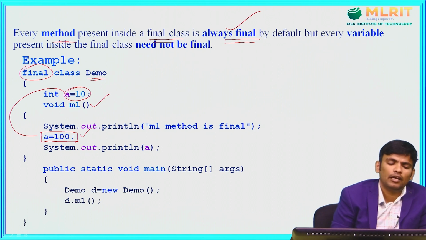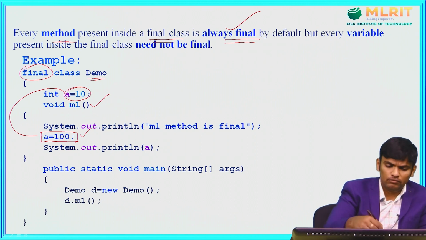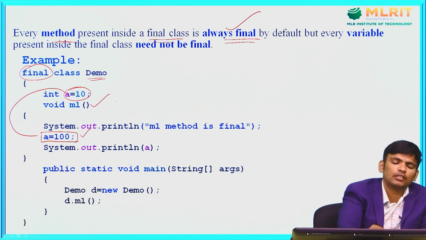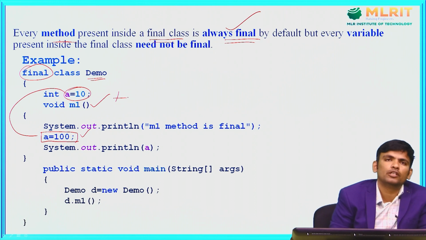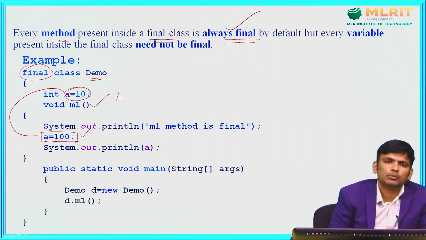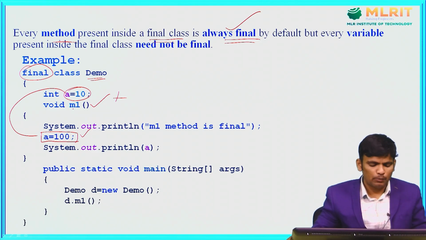It means the variable need not be final, but the method must be final, which means further child class creation is not possible. So obviously method overriding is also not possible here. The overriding of this m1 is not possible. Even if you try to override this m1 method, it will throw a compile time error. So all these points we will now see programmatically.